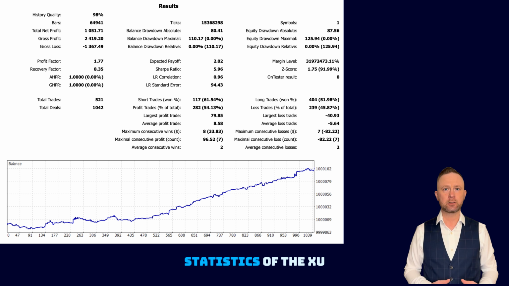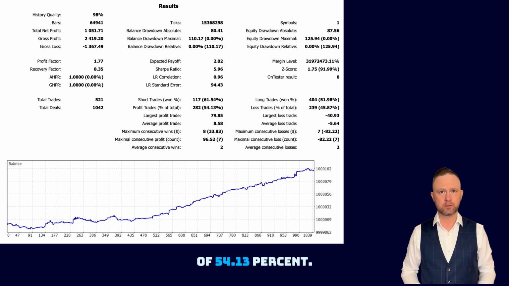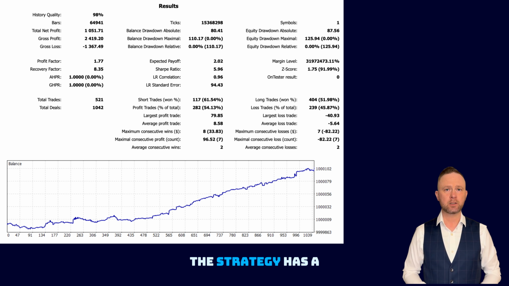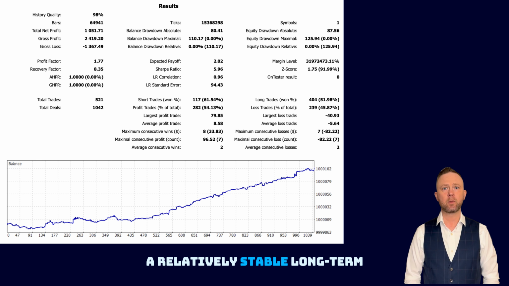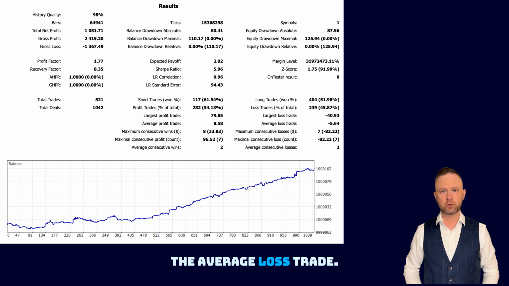Here are the key statistics of the XU Gold ST ATR H1 strategy. The test shows 521 trades with a profit factor of 1.77 and a total win rate of 54.13%. The strategy has a recovery factor of 8.35 and a linear correlation of 0.96, which shows a relatively stable long-term equity structure. The largest profit trade is 79.85, while the largest loss trade is minus 40.93. This gives the strategy a positive average trade profile, with the average profit trade higher than the average loss trade.